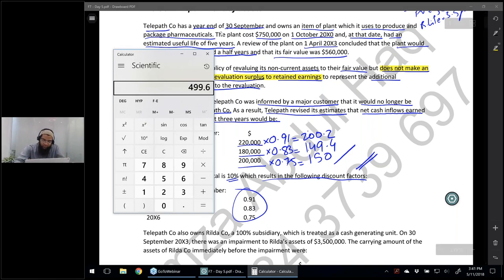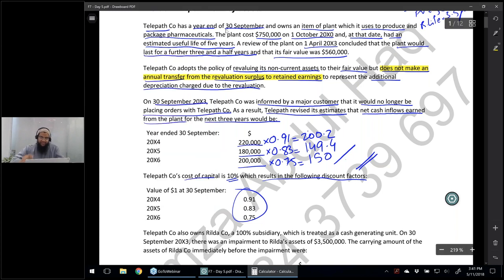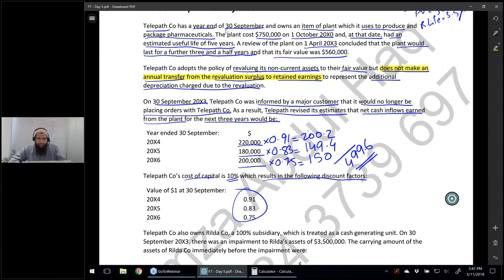So this is going to be 499.6. So now this is the recoverable amount.